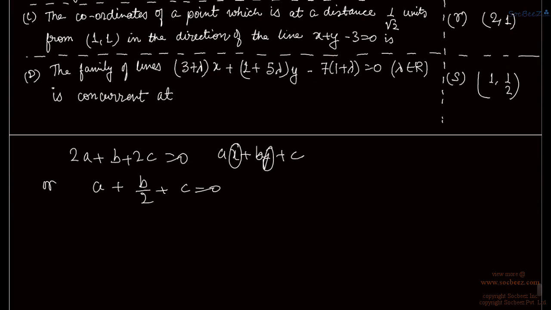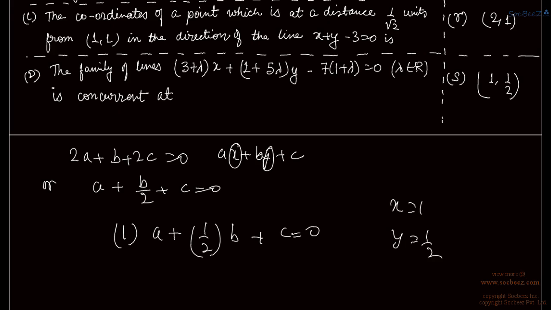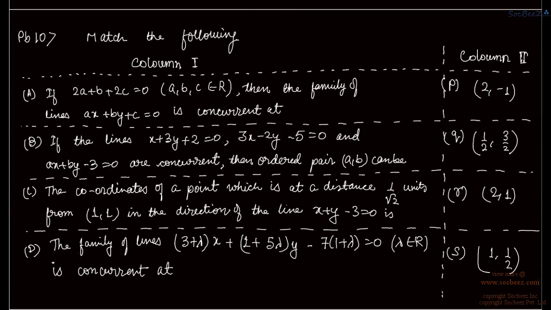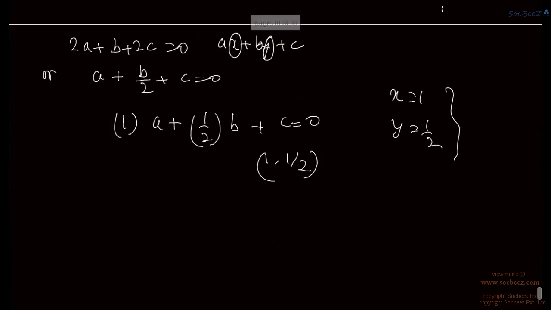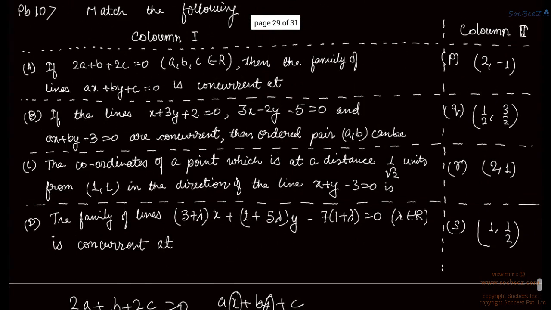That means 1 times A plus half times B plus C is equal to 0. So X is equal to 1 and Y is equal to half will always satisfy this equation. That means this equation must pass through 1 and half. Okay, so 1 and half, option S. So A matches to S.